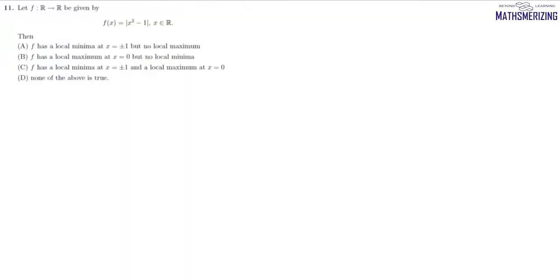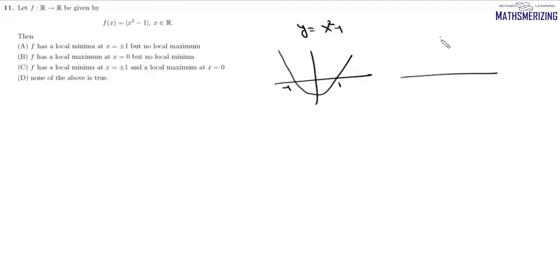Now question number 11 is, we have to find local maxima and minima for this function. Now first we'll draw the graph of y equals x square minus 1. So it will be a parabola opening upwards with vertex at (0, minus 1). This point is minus 1 and this point is plus 1. Now if we take the transformation of mod f(x), we have to take the reflection of the part below onto above, and then we have to erase the graph from the third and fourth quadrant.